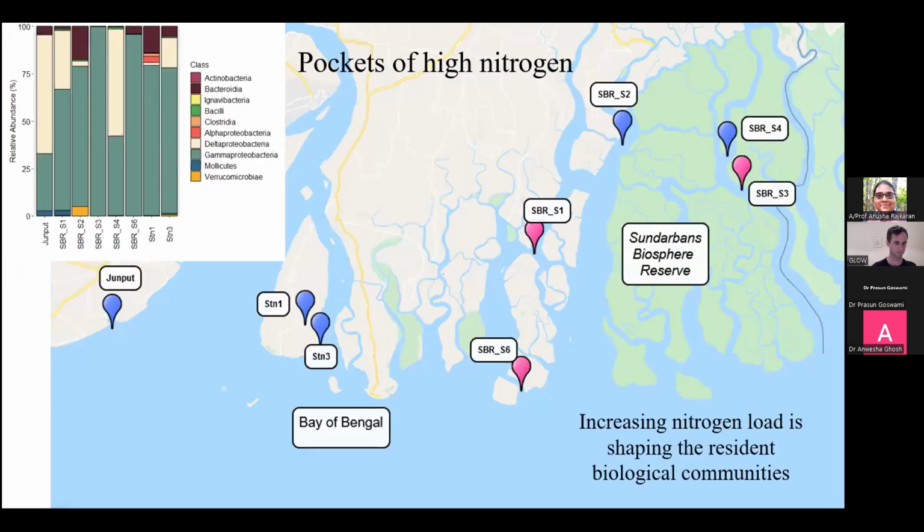So if you don't understand a lot of bacterial terms, all that you need to see in this stacked bar plot is the variation in the community. And you will see that places which have high nitrogen essentially have very specific groups of bacteria, which is a major cause of concern because all of this can become pathogenic and lead to problems both for the natural biota and eventually in turn for the humans.